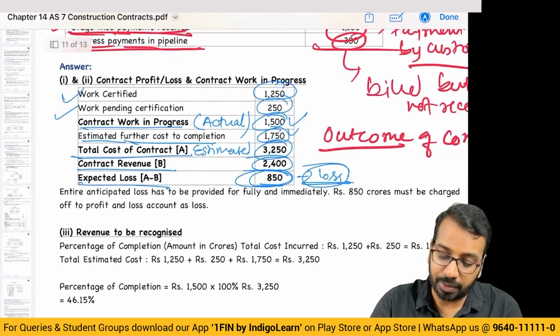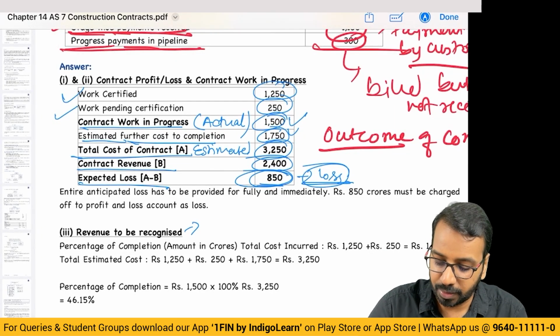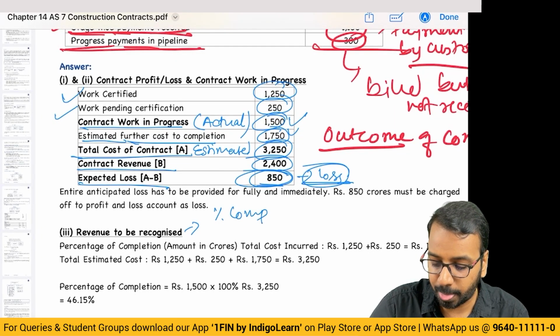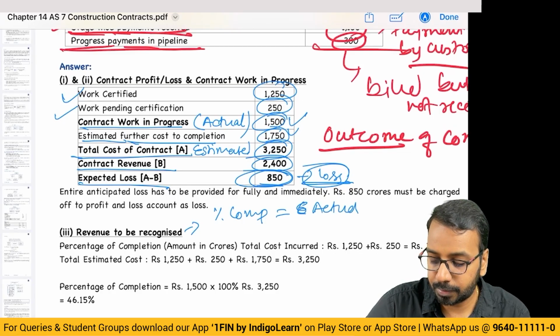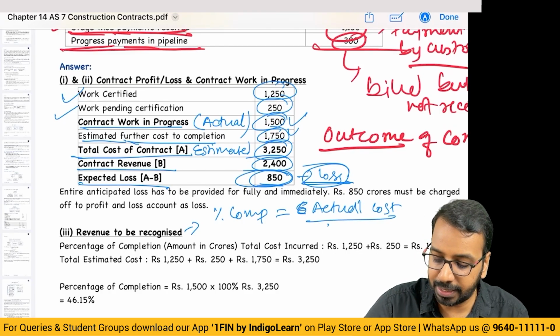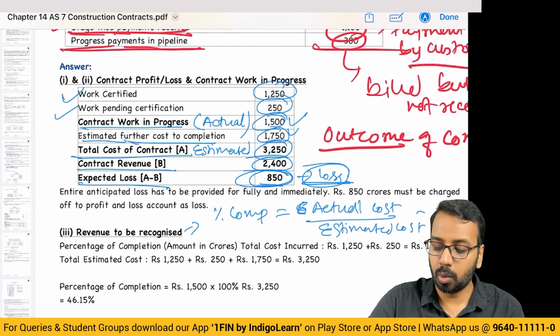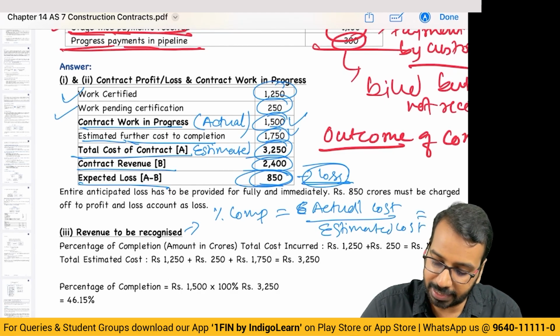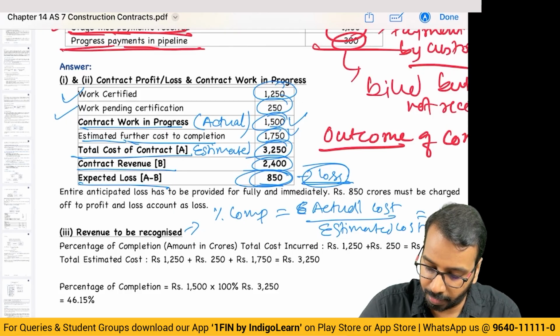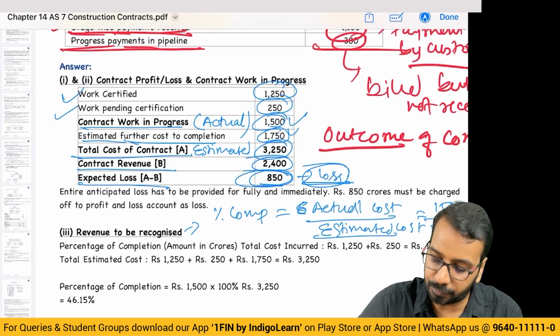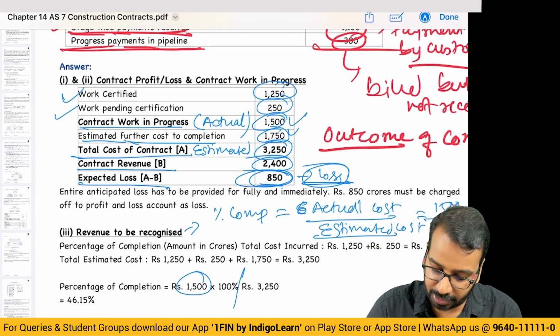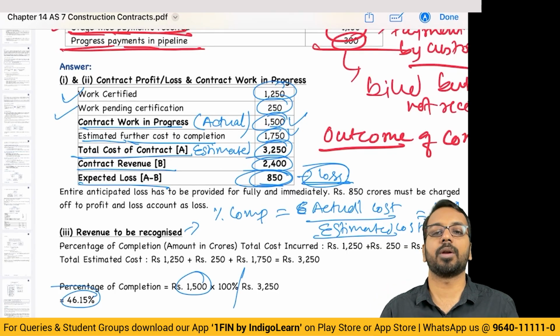Now, how much revenue is to be recognized? For recognizing revenue, we need the percentage completion, which is equal to actual cost divided by estimated cost. What is the actual cost incurred? We have already calculated 1500. Then what is the estimated cost? 3250. So 1500 divided by 3250, we get 46.15%.